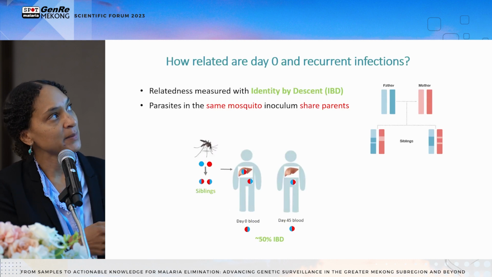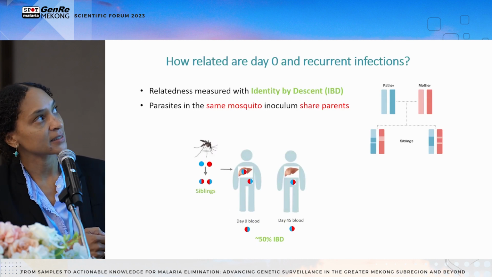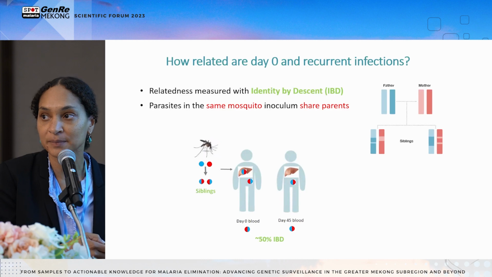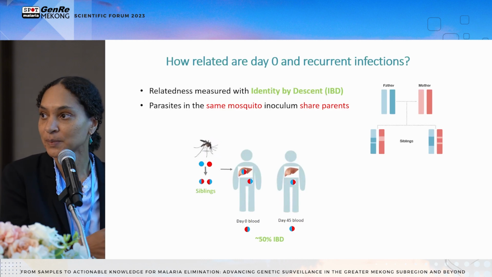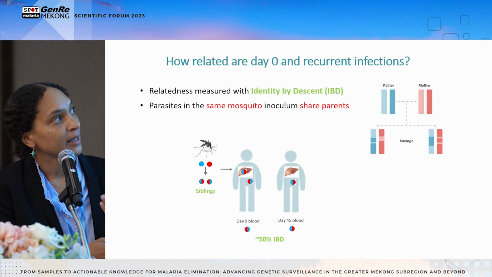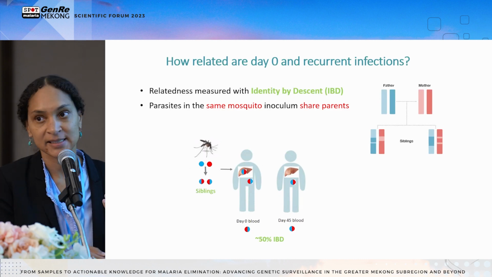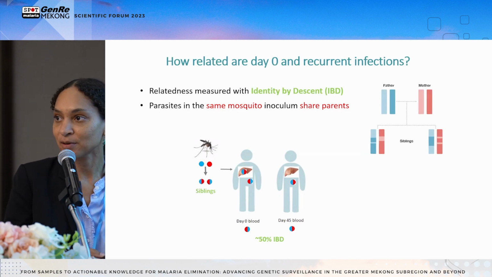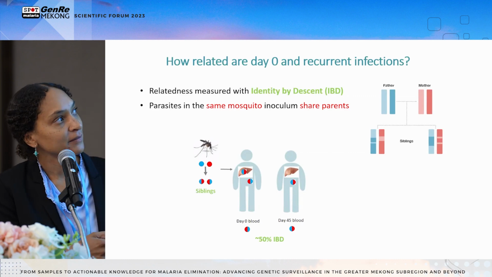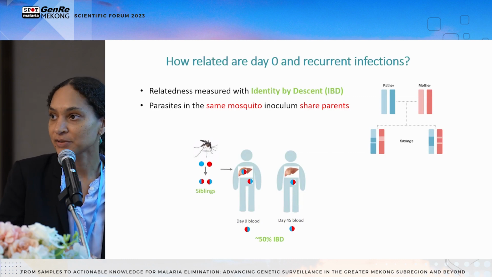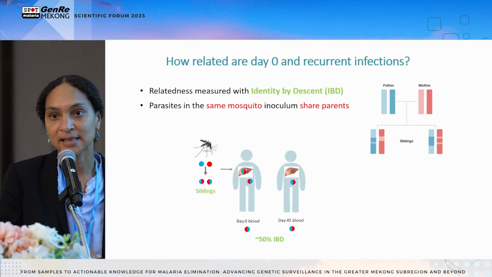And the reason is we make this assumption that parasites that come from the same mosquito inoculum, because we have that obligate recombination in the mosquito midgut, even if they're different, so the same as me relative to my sister, we're not going to be genetically identical. Even if they're different, they should share large regions of the genome identical by descent.